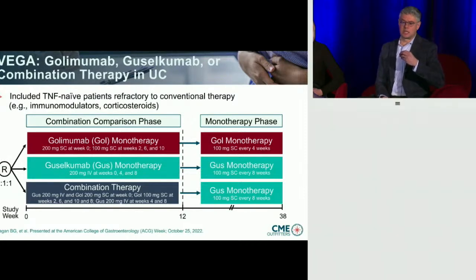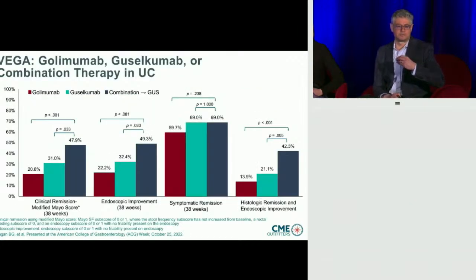And I'm going to show you data from just one study, the VEGA trial, or I like to think of it as the Vegas trial because maybe they hit the jackpot here with this concept of combining biologic drugs. This was a randomized prospective trial where patients received golimumab, an anti-TNF monotherapy, guselkumab, which is a selective anti-IL-23 inhibitor, or the combination of the two. They had an induction period and then followed them out to 38 weeks. After that induction period, they went on to monotherapy with golimumab or guselkumab.